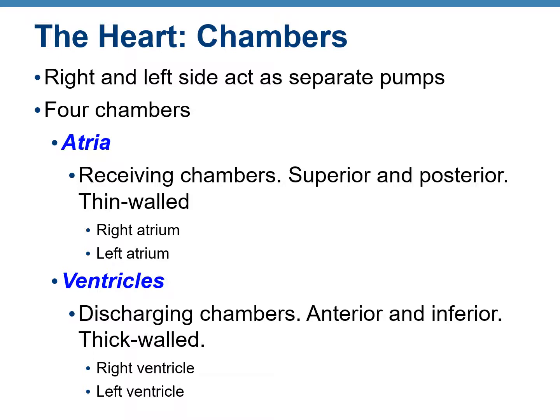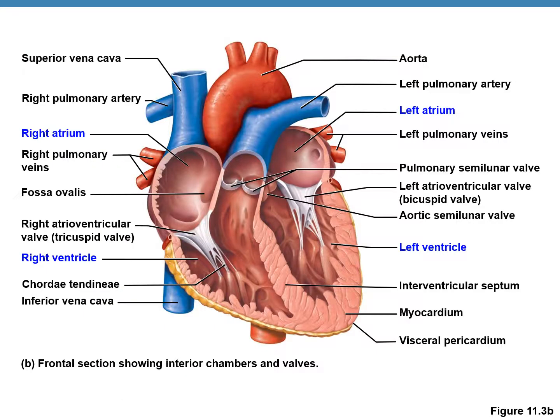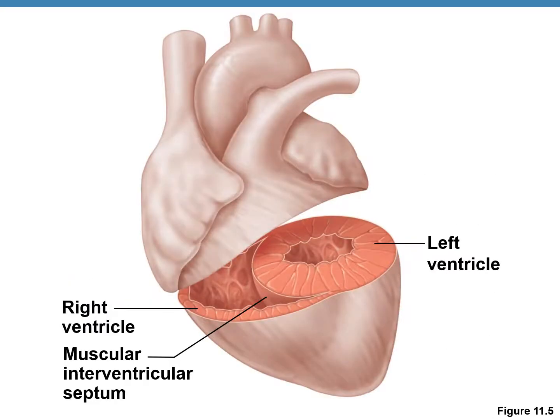The atrium on the right side is called the right atrium. The one on the left side is the left atrium, while the ventricles are also right and left ventricles. So remember, 4 chambers: right atrium, left atrium, right ventricle, left ventricle. Here the heart has been cut open. It's a frontal section showing the interior chambers, and the chambers have been labeled in blue. You can see the 2 atria and the 2 ventricles. Another view showing the very muscular left ventricle.